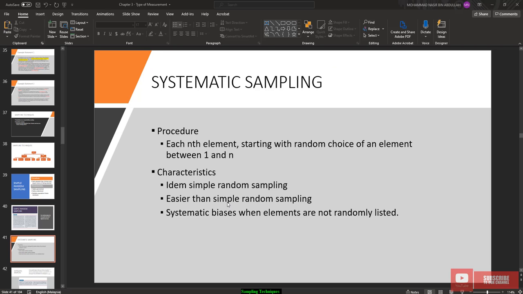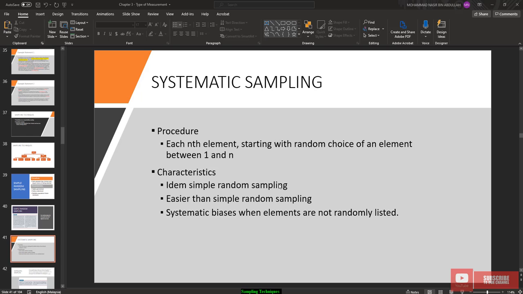So the next sampling technique is the systematic sampling technique. In systematic sampling, the procedure is to select every nth element, starting with a random choice of an element between 1 and n. So it means that we're going to select elements from a population based on the k value. The k value is calculated as the population size divided by the sample size. So you will get the k value.